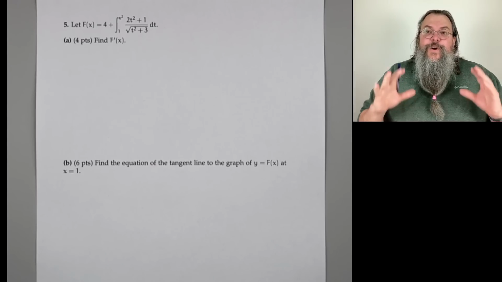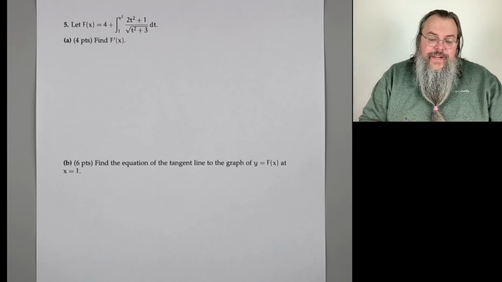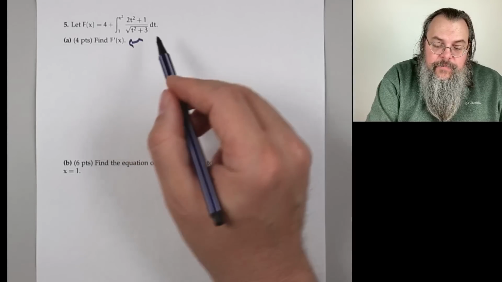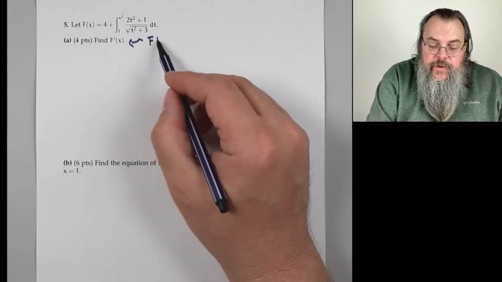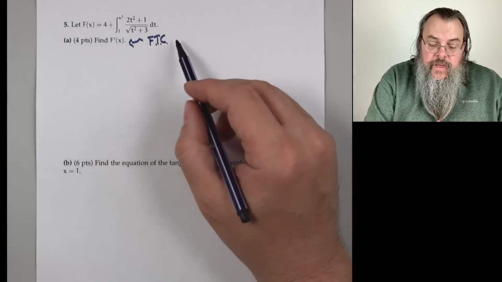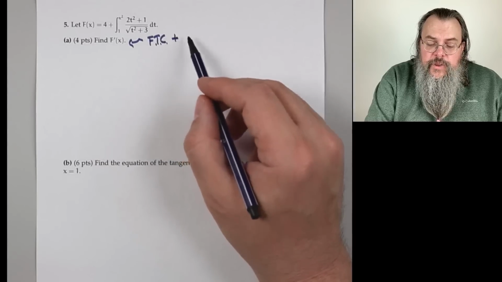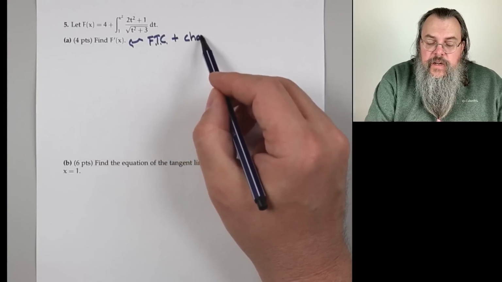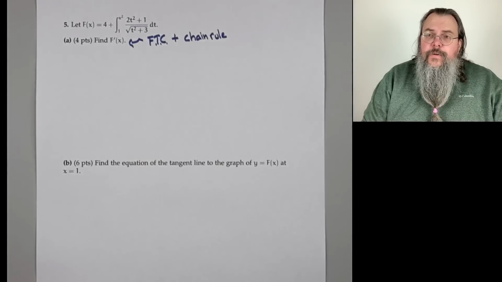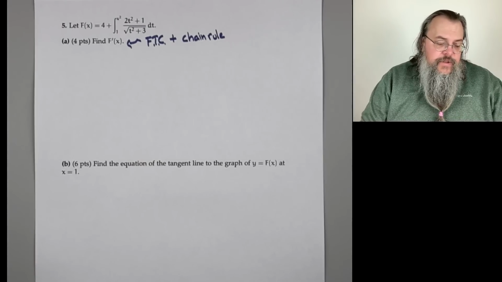Good news. We know how to find derivatives, and in particular, there are going to be two things going on here. We have the fundamental theorem of calculus, and then we're going to have one other thing thrown into the mix, called the chain rule. Now you might say, wait, what? Why are you throwing in the chain rule here?